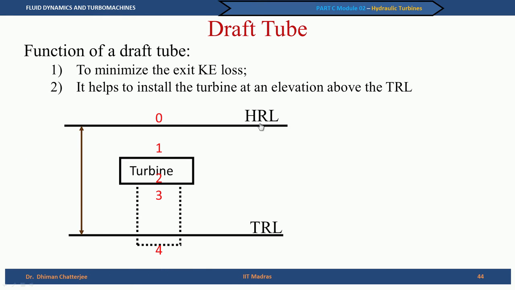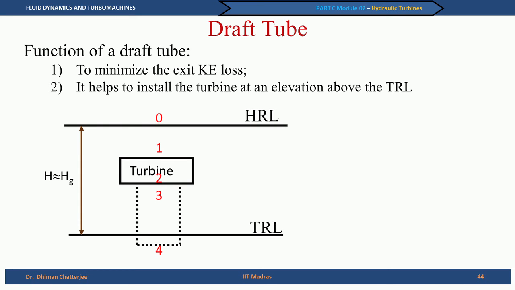So, this is a schematic. We have a head rest level or HRL and the tail rest level or TRL, and this is the turbine. Let us start with the case when there is no draft tube, and we number it as 0 at the headrest level, 1 just before entering the turbine, 2 just at the turbine leaving, 3 outside the turbine in the same location, and 4 is somewhere in the tail rest level. We will define 4 with respect to draft tube in the next.